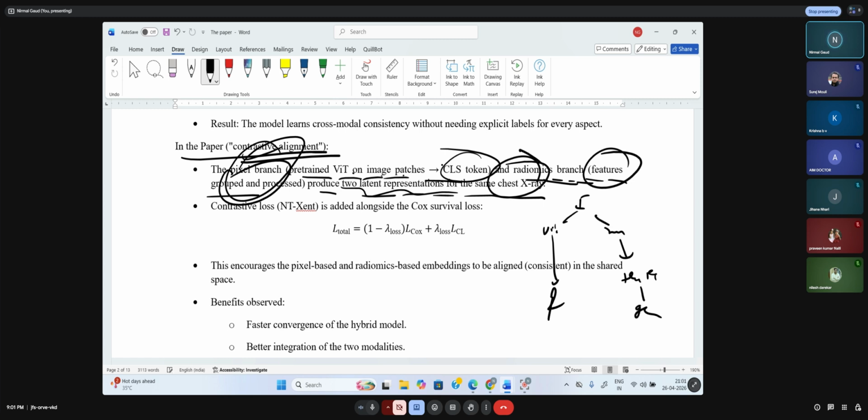So this is representation number one. This is representation number two. One we are creating with the vision transformer, and one we are creating with a traditional machine learning algorithm.